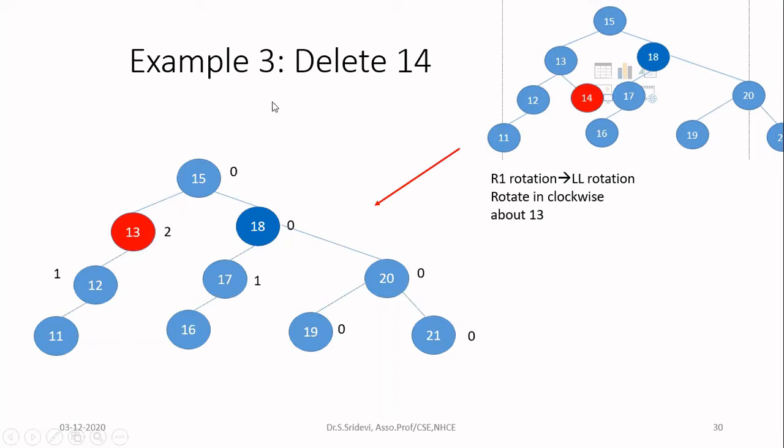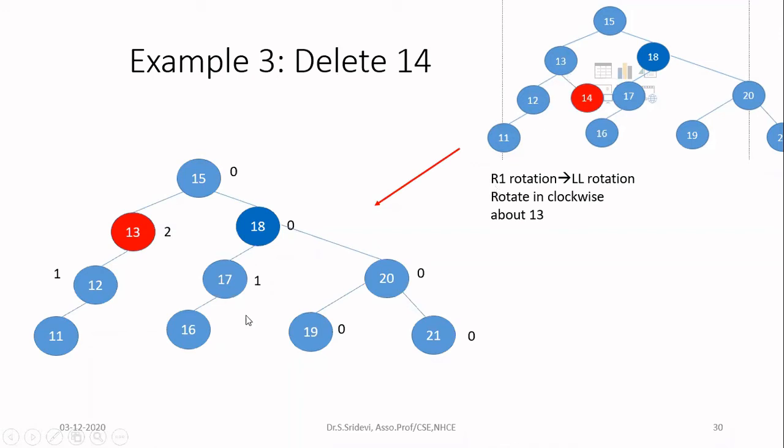Then once your deletion is over, calculate the balance factor of the affected subtree. So we don't know whether it is affected or not, but we have removed it. We are simply calculating the balance factor of that. So here for 13, the balance factor is 2 because in the left subtree, I have 2 links. In the right subtree, nothing is there. So 2 minus 0 is 2. Now 2 is not allowed. So find out what is the type of rotation. Here we have deleted the node from the right subtree of 13. So the rotation is R.